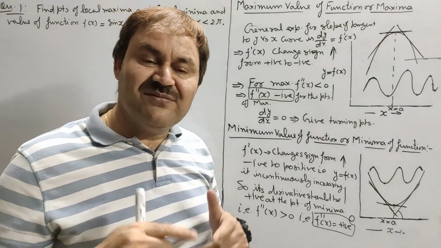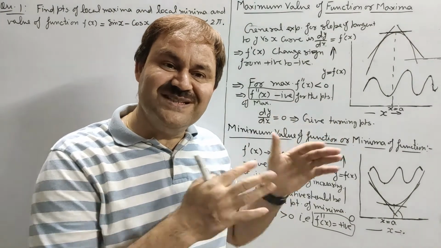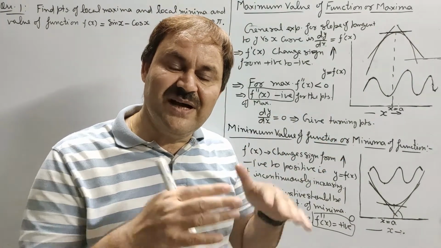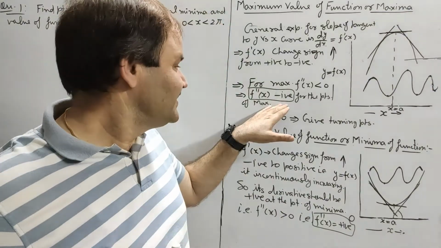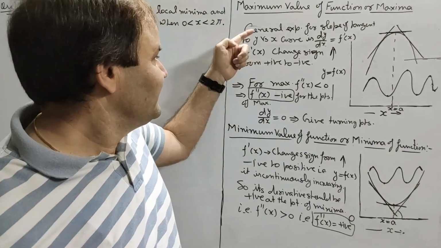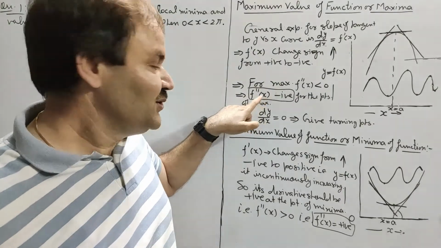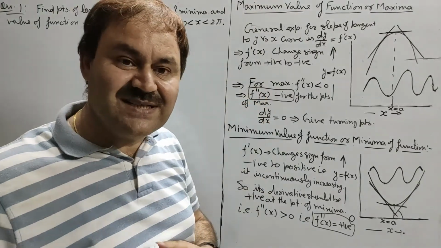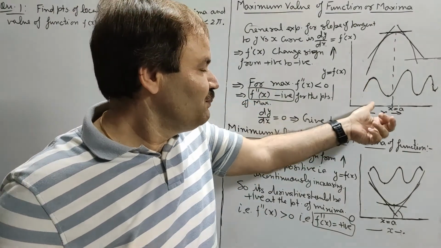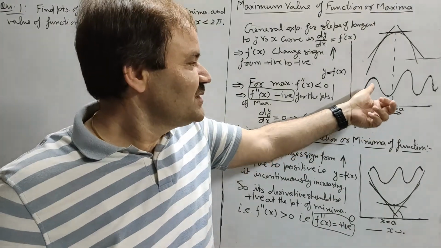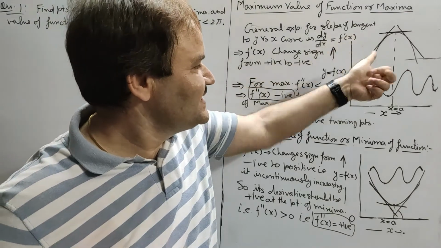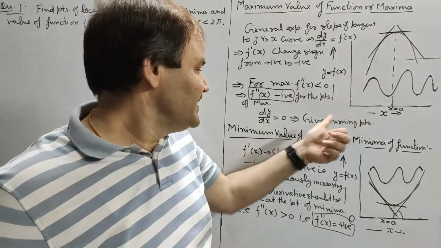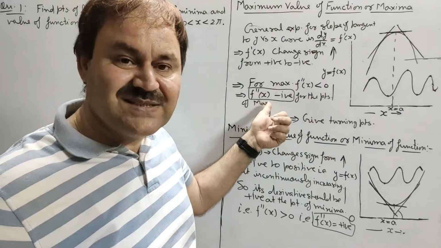After finding out all the turning points, we will get the positions of all local maxima or local minima. Now we will find out which of these are points of local maxima and which ones are points of local minima. For that, what will we do? We will differentiate the function again to get f double dash x. Now we will put all the values of x obtained from f dash x is equal to 0 to check the sign of f double dash x.